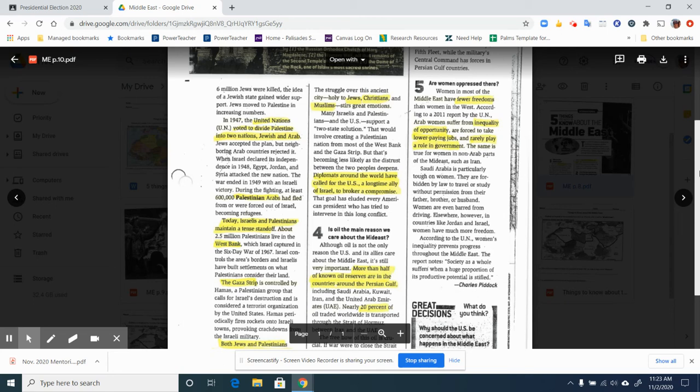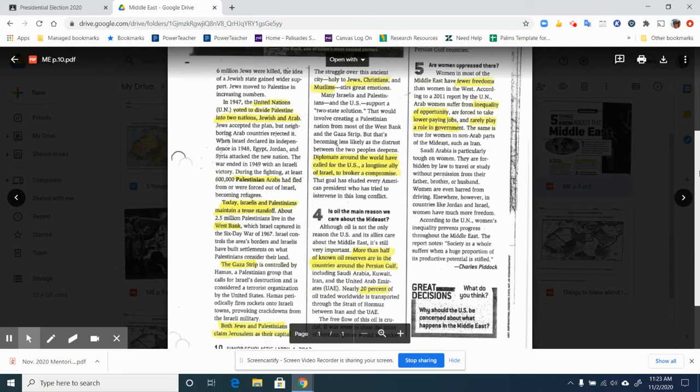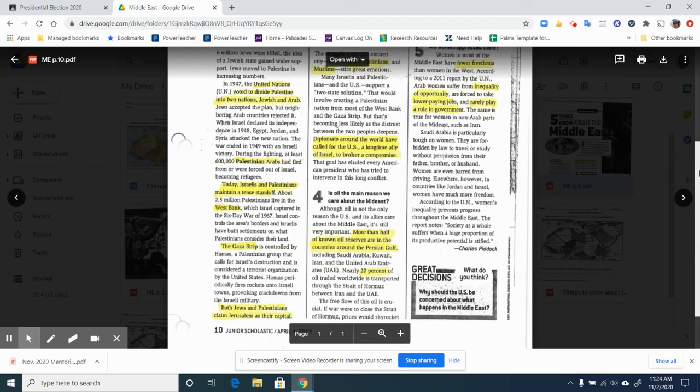Reason 4. Is oil the main reason we care about the Mideast? Although oil is not the only reason the US and its allies care about the Middle East, it's still very important. More than half of known oil reserves are in the countries around the Persian Gulf, including Saudi Arabia, Kuwait, Iran, and the United Arab Emirates, or the UAE. Nearly 20% of oil traded worldwide is transported through the Strait of Hormuz between Iran and the UAE.